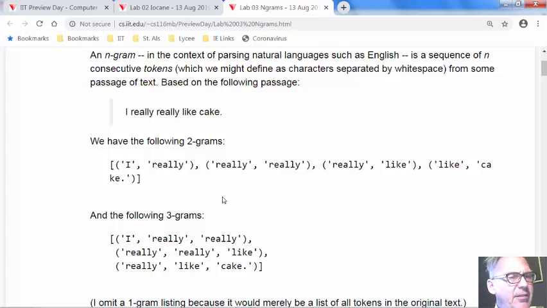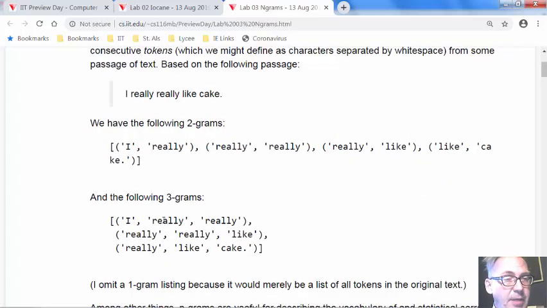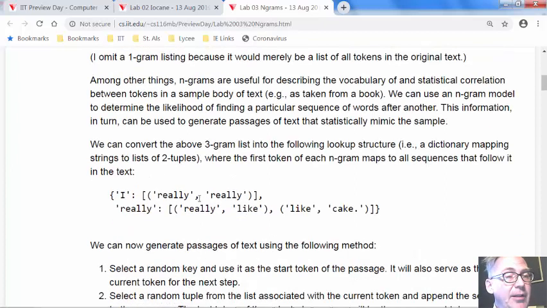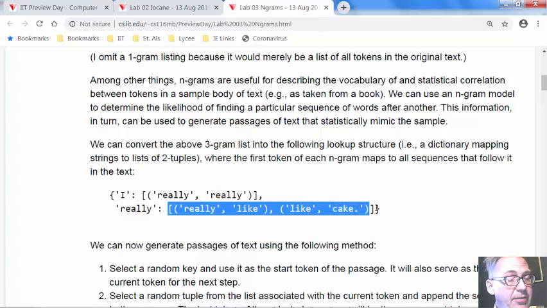I'm not sure what length patterns they're looking at, but they're looking at a certain length and then using that to predict the next word. So here we can see in the 3-gram list, "I" is always followed by "really, really." Okay? "I" is always followed by "really, really." But "really" can either be followed by "really like," or "really" can be followed by "like cake." So you can see we can make a little map of: if I see "I," I only have one choice. If I see "really," I have two choices for what comes next.